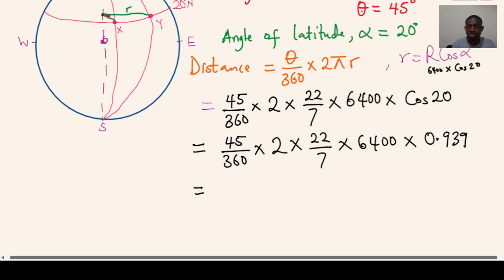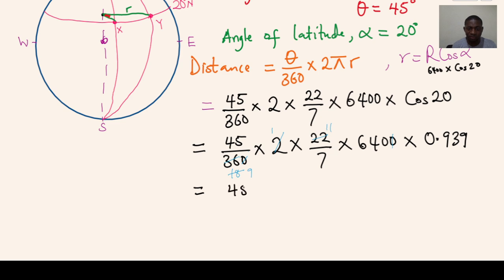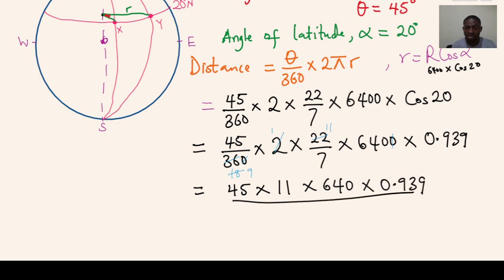It's easier for us to work on now. Just begin to divide. I can say 0 cancel 0, 2 here 1, 2 here 18, 2 in 18 is 9, 2 here 11, which I've been able to reduce this to 45 times 11 times 640 times 0.939 divided by 9 times 7.